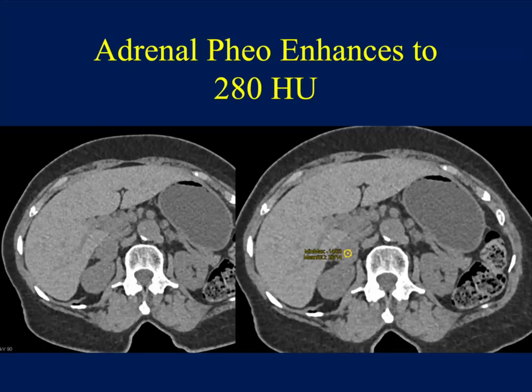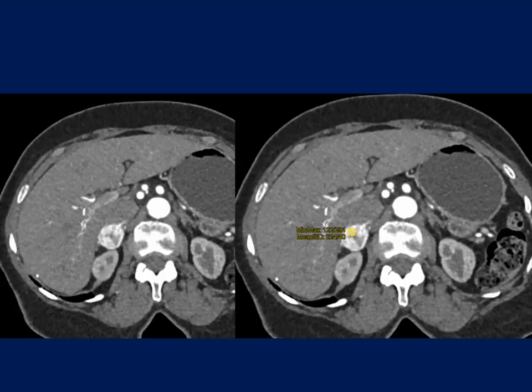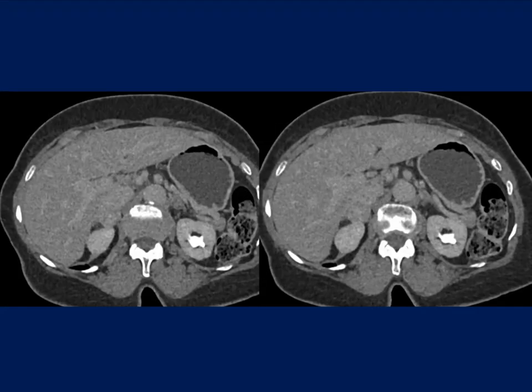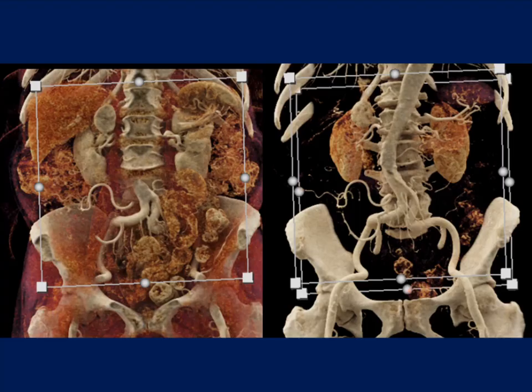Here's another example. A couple centimeter right adrenal, nothing all that impressive. But look at the enhancement, 280 Hounsfield units. So Theos, we said, typically above 130, maybe above 110, can be necrotic, but can really enhance, reaching 300 Hounsfield units. This one was 280. Just a really nice example of a pheochromocytoma. And again, look at the patient's washout value.